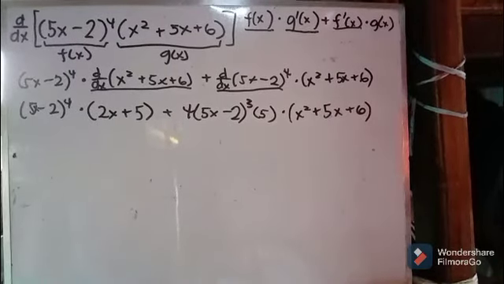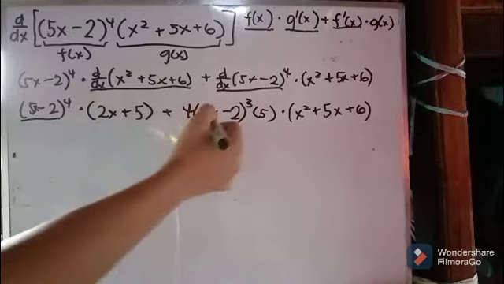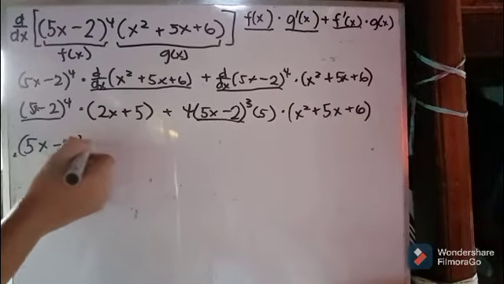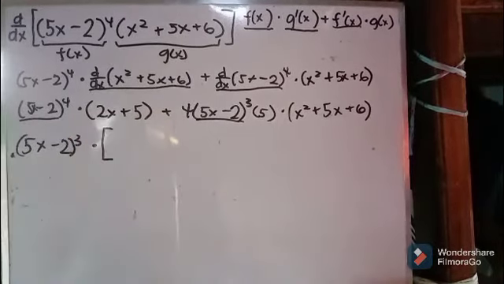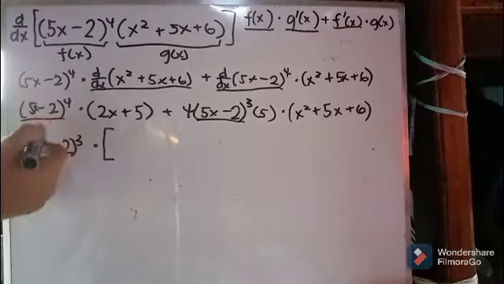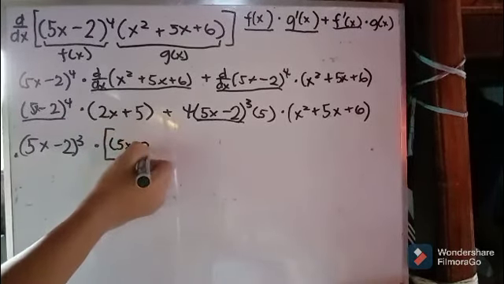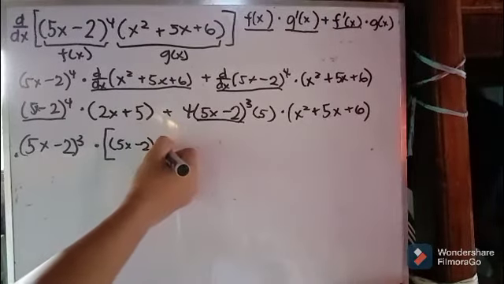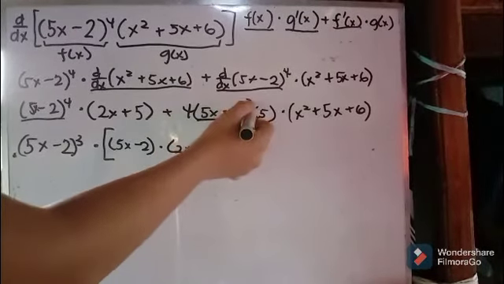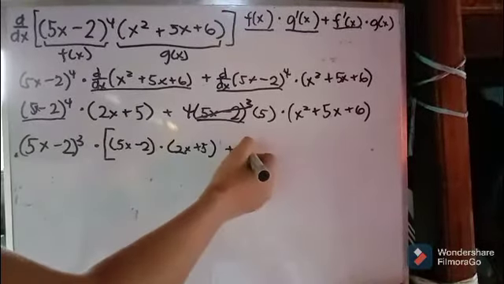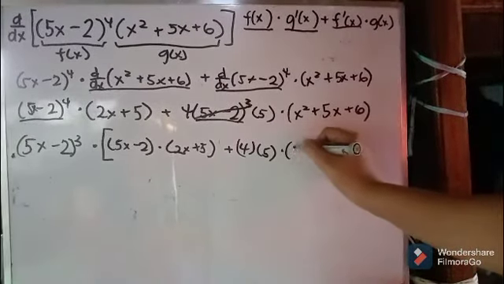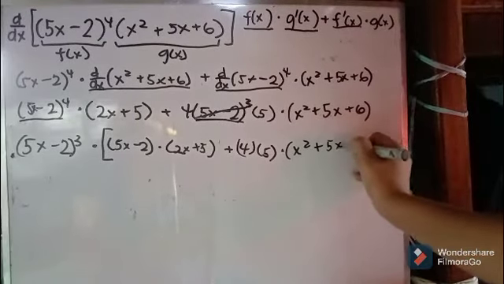Next is to factor out the common terms, this and this one. So (5x minus 2) raised to 3 multiplied by that. Because you take the 3 and only one will remain, (5x minus 2) raised to 1 multiplied by 2x plus 5 plus, we took this function so we cancel it, plus 4 multiplied by 5 times x squared plus 5x plus 6.